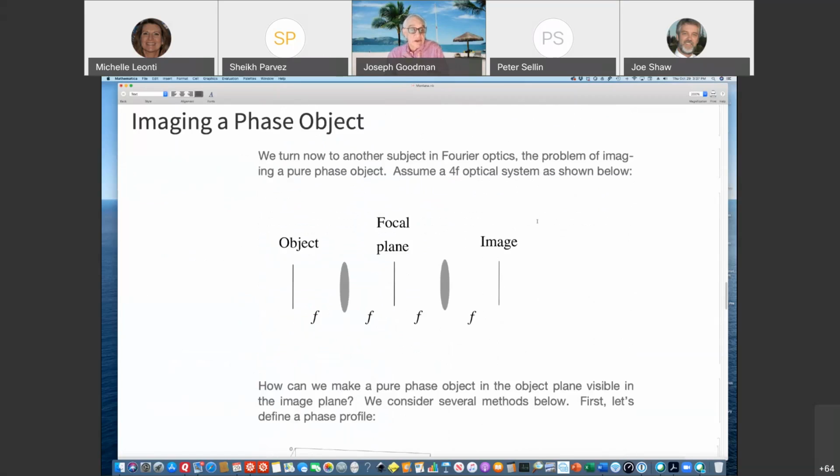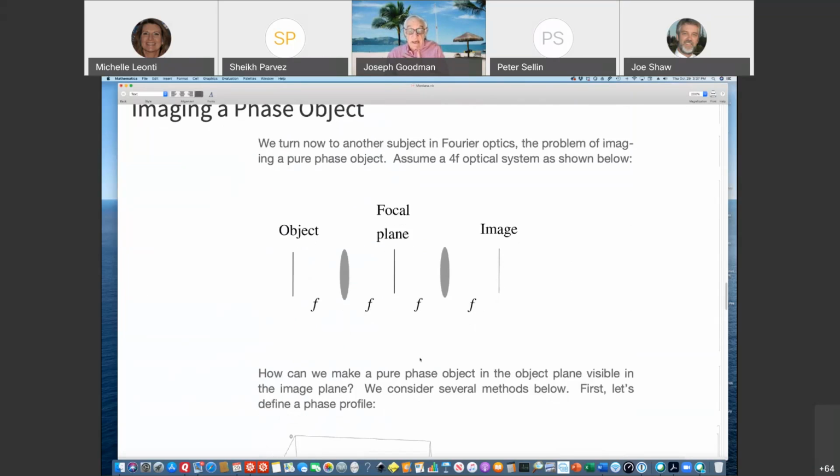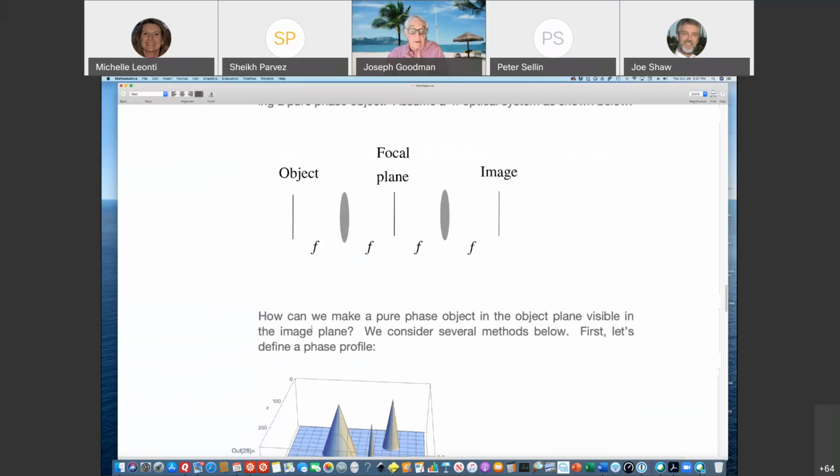Now I'm moving to another subject, and this is the problem of imaging a pure phase object. Just for simplicity, I'm going to assume this 4F imaging system: object, focal plane where we have the Fourier transform, and another Fourier transform to produce the image. And the problem I'd like to pose is, how can we make a pure phase object in the object plane visible in the image plane? And we're going to consider several methods.